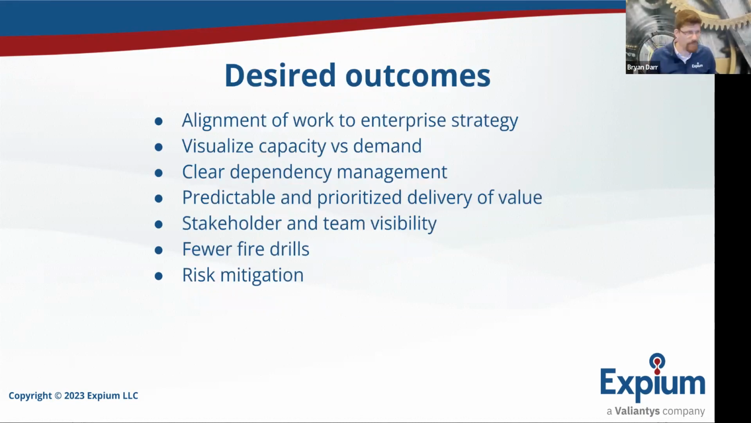We want to create predictable and prioritized delivery of value. So by making everything visible and prioritized within a system, and maybe you're asking yourself, prioritize, we don't even do that. Well, the lovely thing about these tools is that it kind of brings that to the forefront and forces you to make a choice, which I'm sure, while maybe scary for some, would be a giant relief for many. These tools also provide stakeholder and team visibility, which supports that predictable and prioritized delivery of value. This also helps with risk mitigation. And my favorite result of any good tooling and process is fewer fire drills. I can't stand fire drills myself.